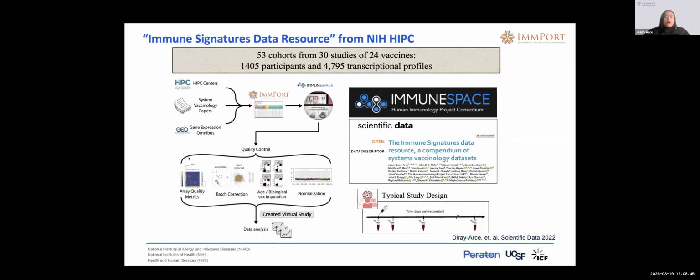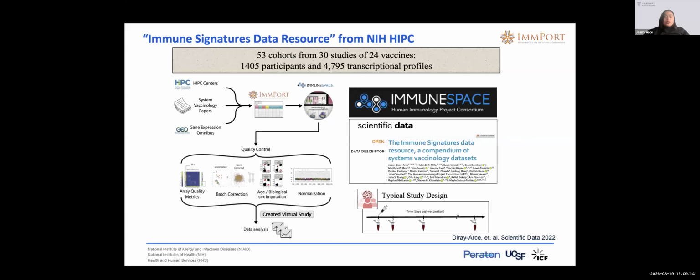So again, the ISDR, or Immune Signatures Data Resource, aggregates and harmonizes systems vaccinology data from, as mentioned here, a lot of these cohorts: 53 cohorts from 30 studies of 24 vaccines, 1,405 participants, and 4,795 transcriptional profiles. And what distinguishes ISDR from just a simple repository is the rigor of the curation pipeline.